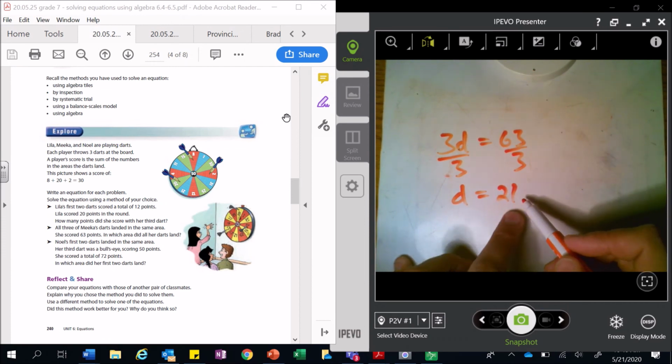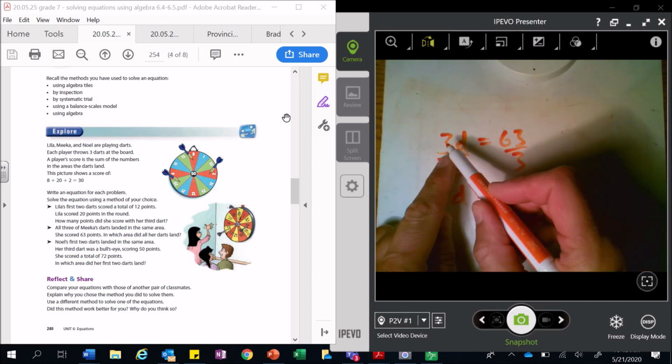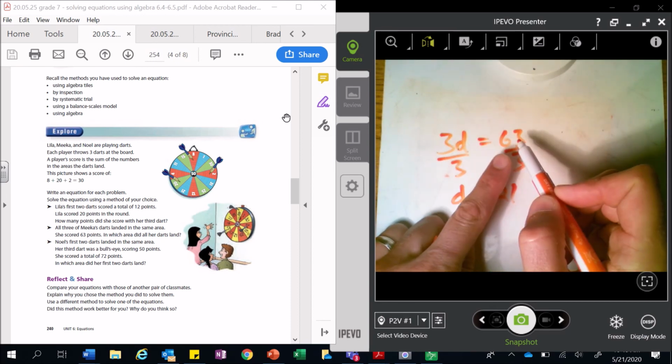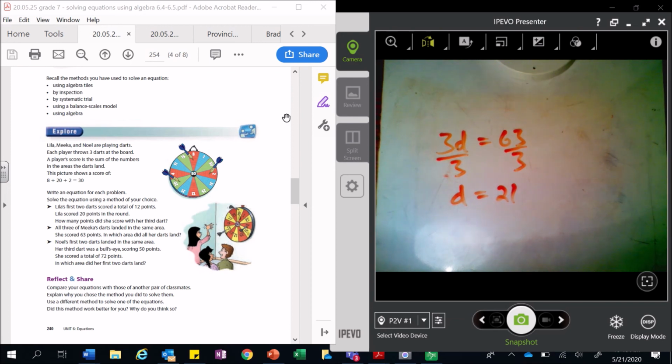Well, let's plug this in. Let's change the D for 21. Does 3 times 21 equal 63? Yes, it does. So she did score that. I found this one a bit difficult because I looked here and I couldn't see a 21. But when I looked here, very tiny, I could see right there, there is a 21.